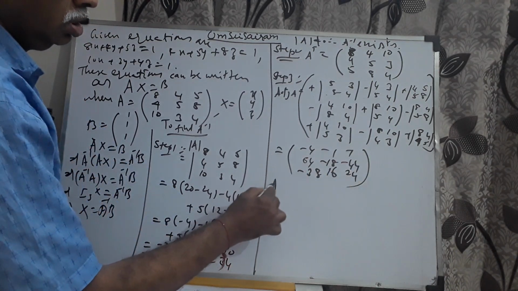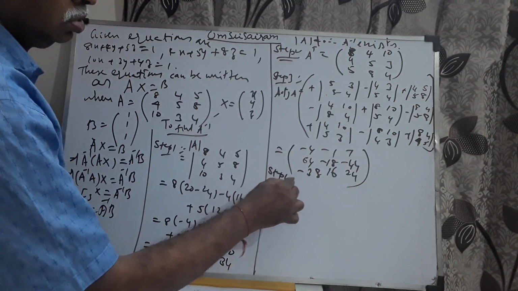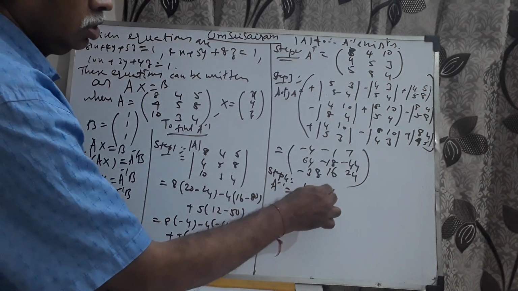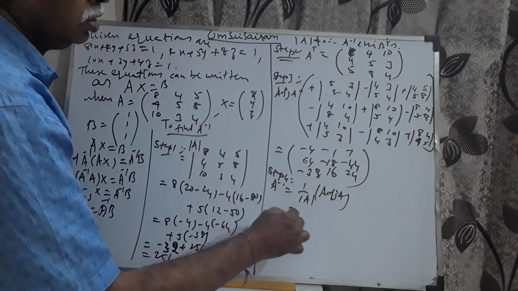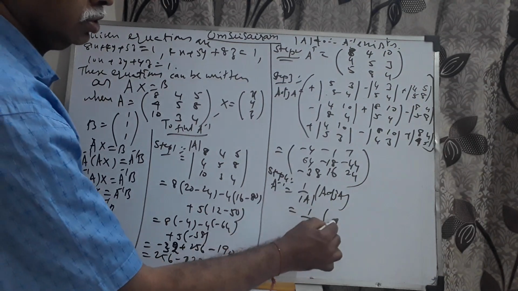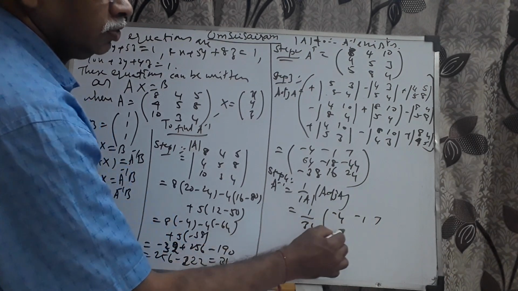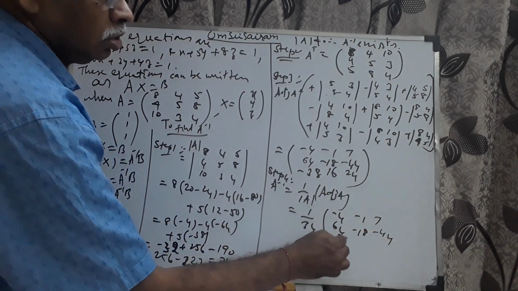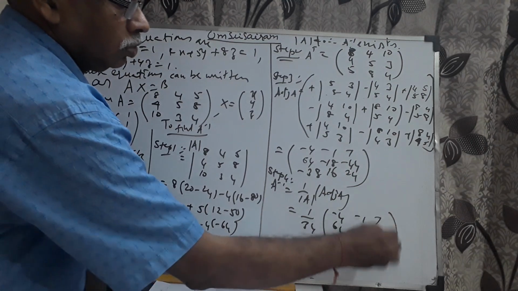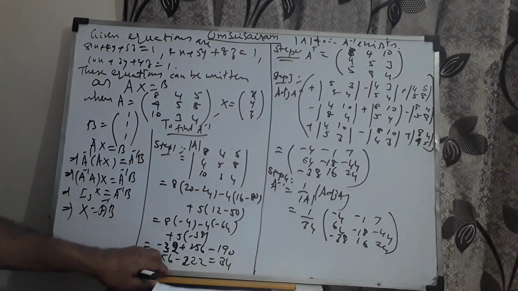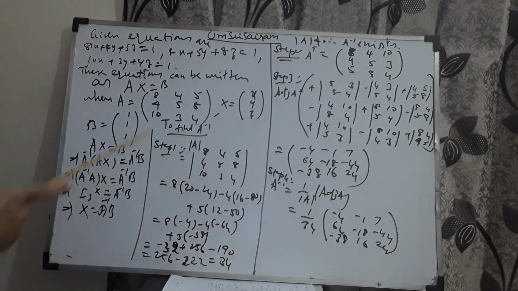Now your step 4, A inverse is equal to 1 by determinant A into adjoint A. This will be 1 by 34 into these entries: minus 4, minus 1, 7, 64, minus 18, minus 44, minus 38, 16, 24. To explain the remaining steps, let me explain this part once again.